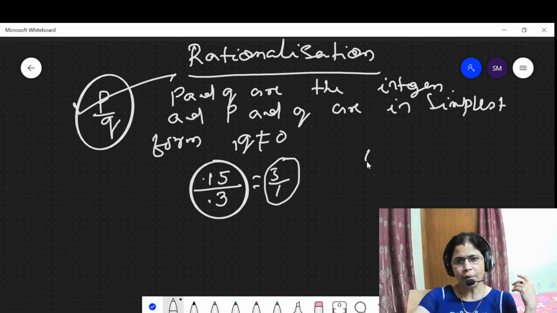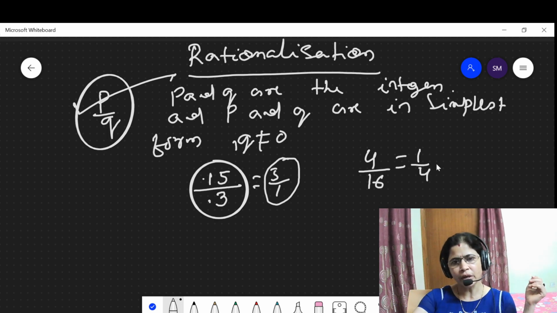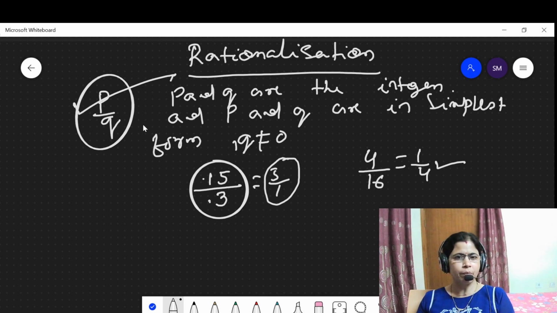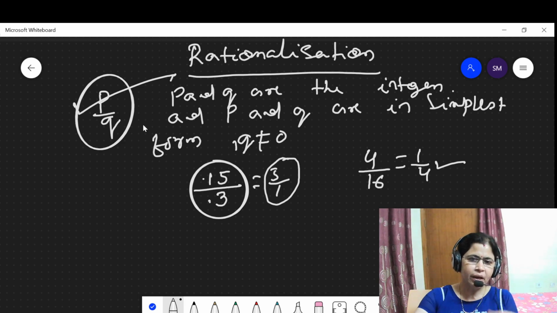Suppose I say 4 upon 16. Is this in simplest form? No, because they have the common factor 4. Then 1 upon 4 is the simplest form. So a rational number is a number which can be represented in p by q form, where p and q are integers, in simplest form, and q is not equal to 0.